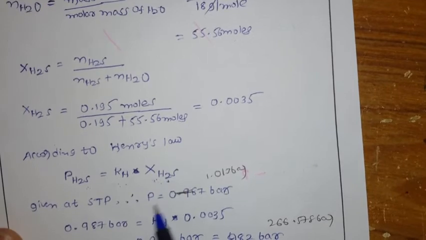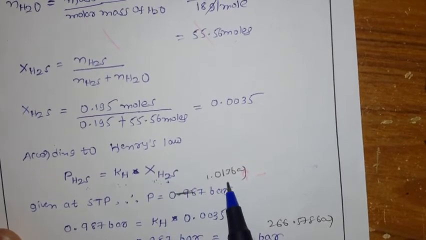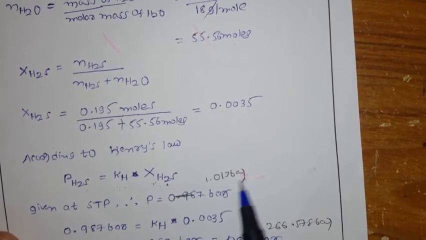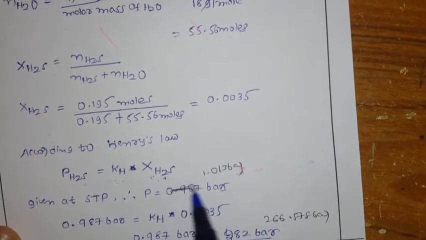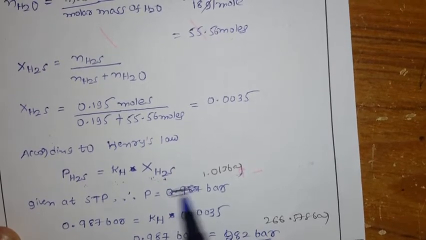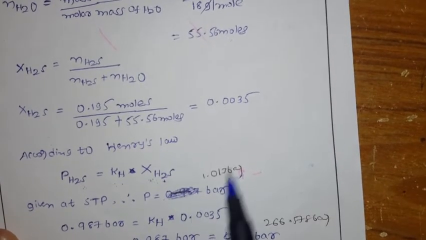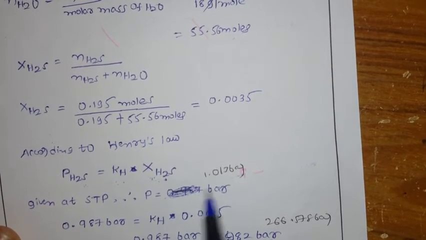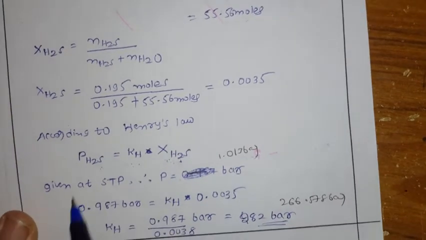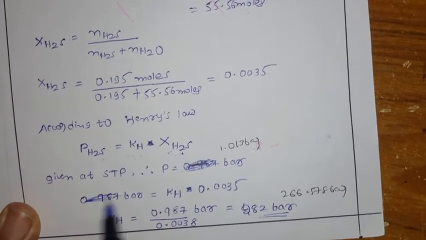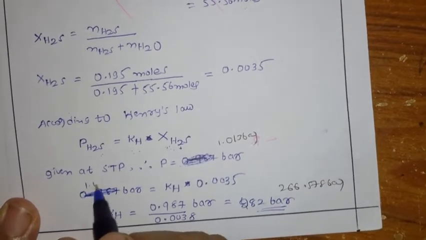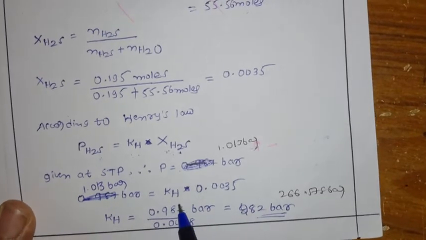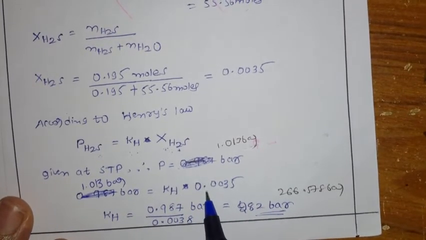So at STP, how much pressure do you have in bar? 1.013 bar. I am taking it in bar because the unit in the answer is given in bar. In the textbook 0.987 bar is also given, but as you know very well, 1 atm equals 1.013 bar. So the partial pressure I am taking is 1.013 bar. Substituting, 1.013 bar equals kH into the mole fraction we got.